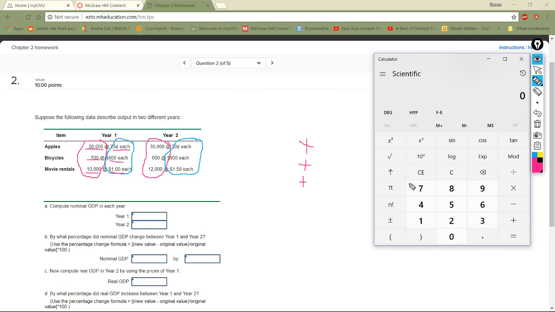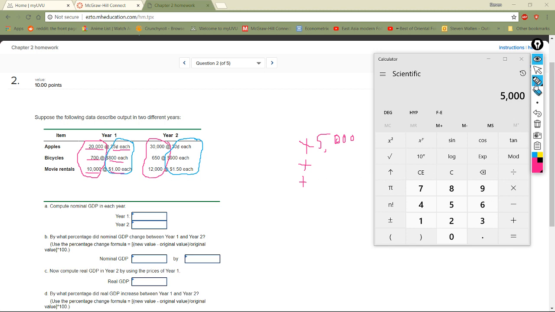Okay. So 20,000 times, and this is the one where a lot of people make a mistake. This is a cent sign here. 25 cents. It's not a dollar sign. So you're going to go 0.25, equals 5,000. So in the first year, there's $5,000 worth of apples being produced, okay? So let's come over here. Let's write that down, shall we? 5,000. Isn't that pretty? 5,000.